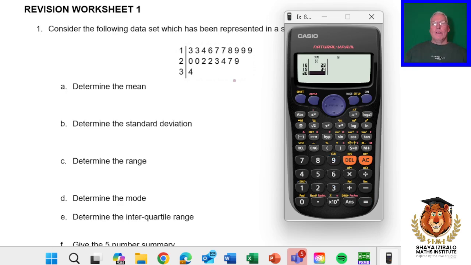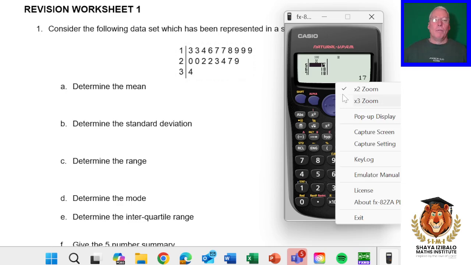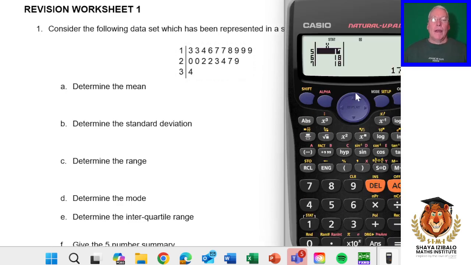Now it's obviously really important that we've got this right. Okay, so before we do anything else, let's just check our entry here. I'm going to make the calculator a little bit bigger. Okay, let's just have a look. So we have got 13, 13, 14, 16, 17, 7. Okay, so I have made a mistake here. I've only put one 17 in. So I need to put another 17 in.